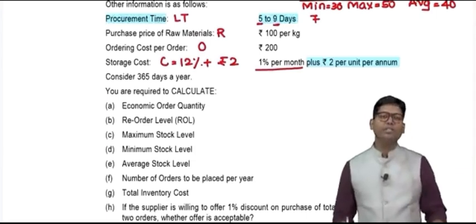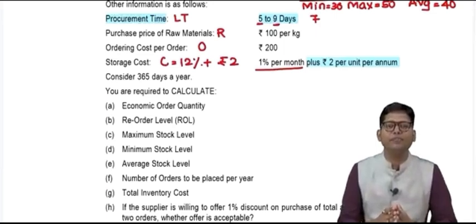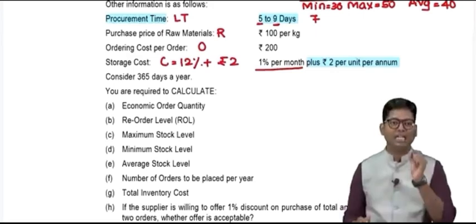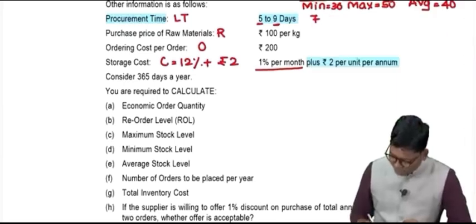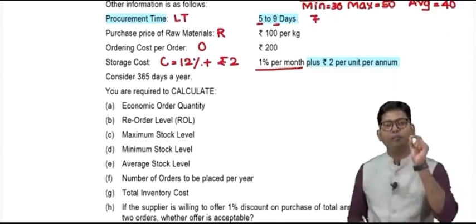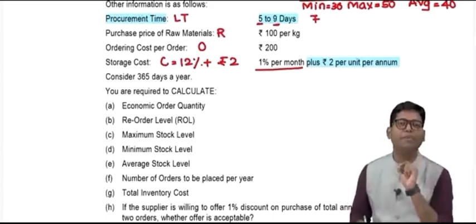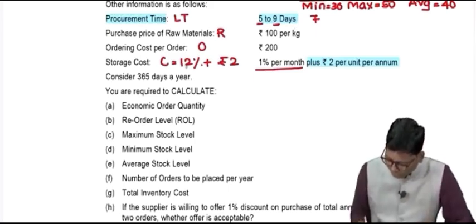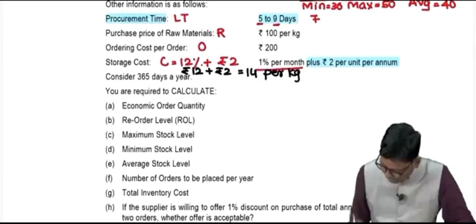Sometimes questions come like this, when carrying cost is given in percentage form. Whenever it is given in percentage form, make sure that you convert this percentage into an amount by charging it on the rate per kg, that is the purchase price per kg. Now purchase price per kg is 100. That means for maintaining a stock of 100 rupees of raw material, approximately 12% carrying cost you are incurring. So in short, 100 rupees into 12% is equal to 12, and when you add these 2 rupees, your total carrying cost per kg per annum would become 14 rupees.